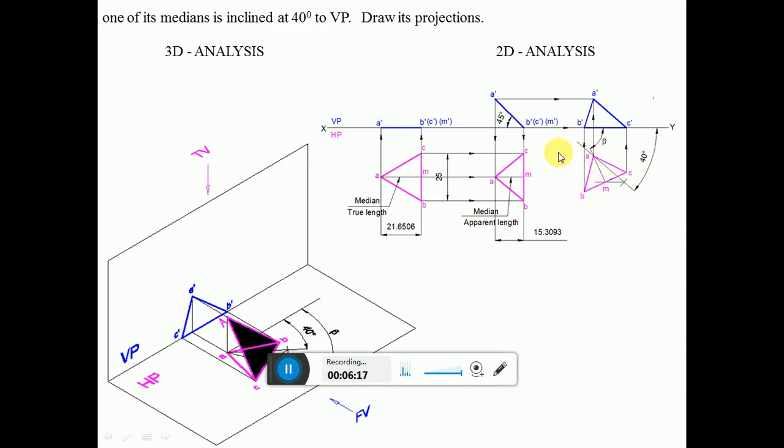Then you draw a horizontal projector from B dash, C dash, M dash, and similarly you draw a horizontal projector from A dash and draw a vertical projector from A to intersect at this point to get A dash, and draw a vertical projector from B to intersect at this point B dash, and draw a vertical projector from C to intersect at this point to get C dash. Then complete this triangle.